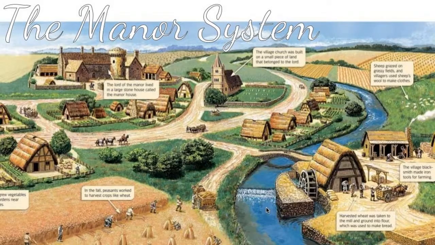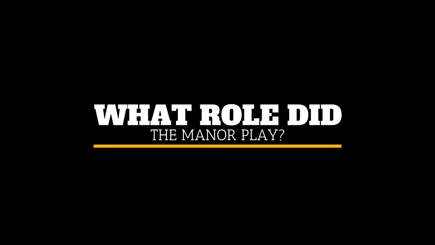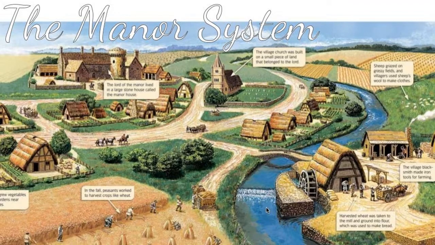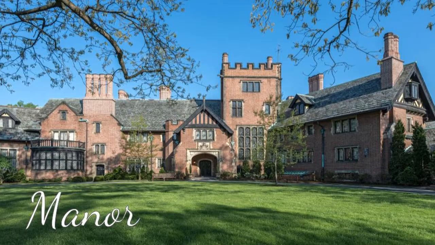All right, the first section of this lesson is called the manor system, and you can find this on pages 299 to 300. Be thinking of this question as you listen along. What role did the manor play? Okay, during the Middle Ages, strong central governments did not exist. Instead, Europe consisted of small kingdoms and lands held by high-ranking nobles. The main part of a noble's land was called a manor.